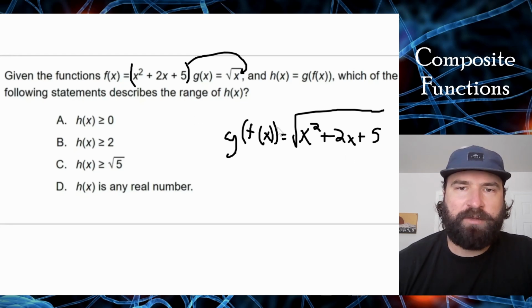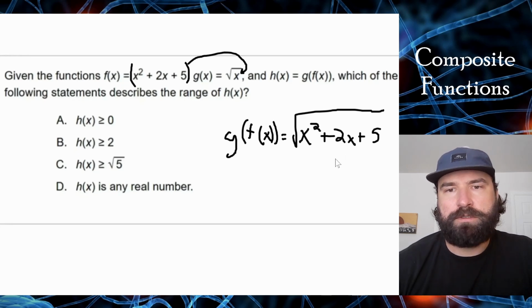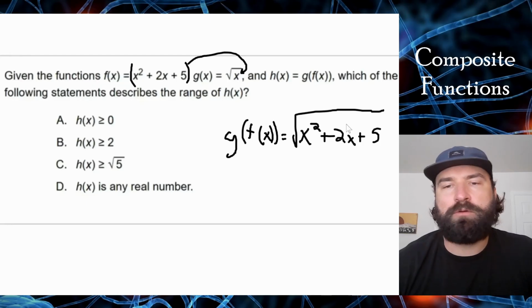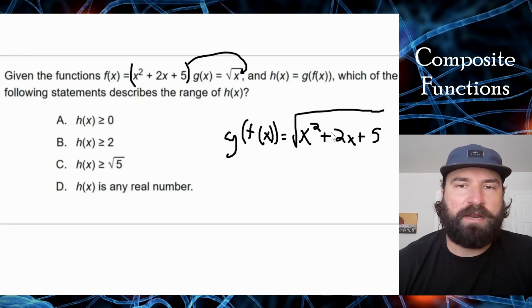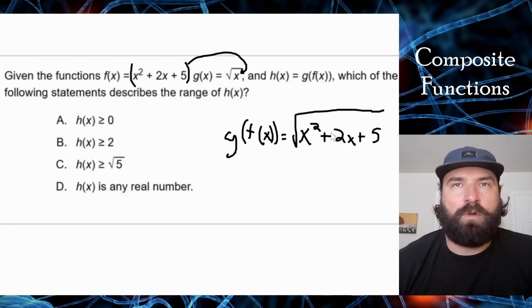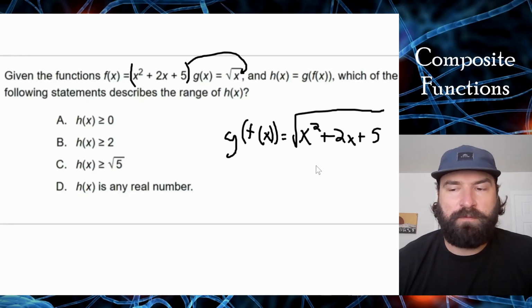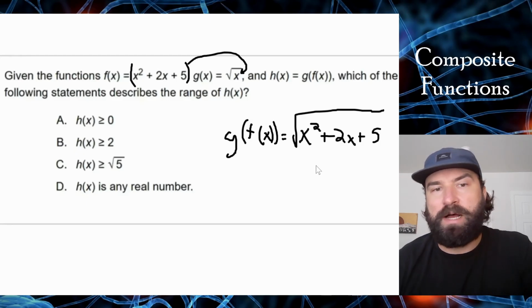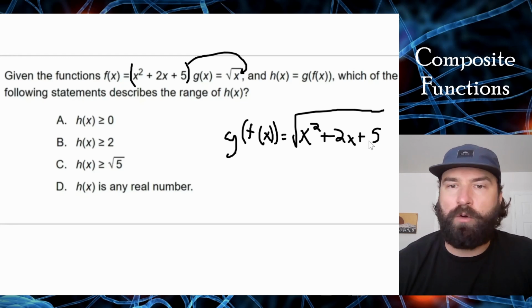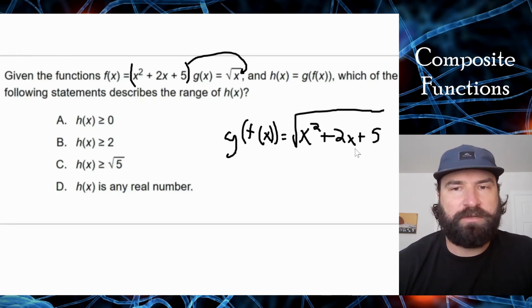And now it's asking about the range of this function. So what y values can this produce? Well, a square root always produces a positive number. There's no way to get a negative number out of a square root, because a square root by definition is a number times itself that equals whatever's on the inside of the square root. And if you multiply a number times itself, even if you use a negative number, you still get a positive number. So a square root is always going to give you a positive number or 0.